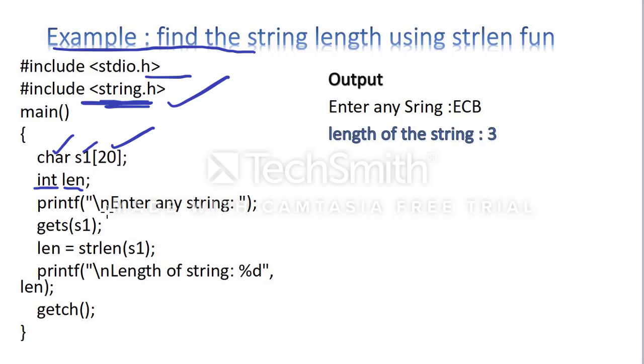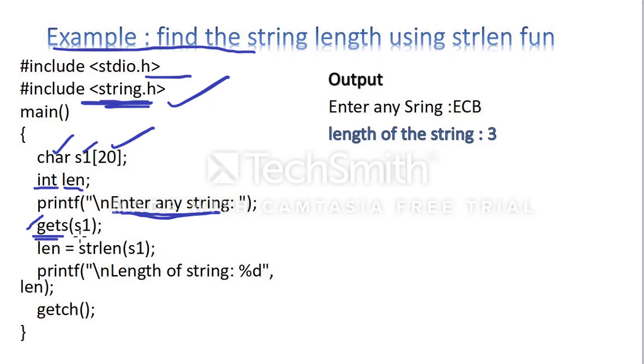Printf, enter any string. If you are using gets, you can take the string including white spaces or new lines. But if you are taking input with scanf, it takes only up to the first white space. If you enter white spaces using scanf, it cannot take the whole thing, only the first part. So that is the difference. Because of that, I am using gets, which is one of the string input functions.